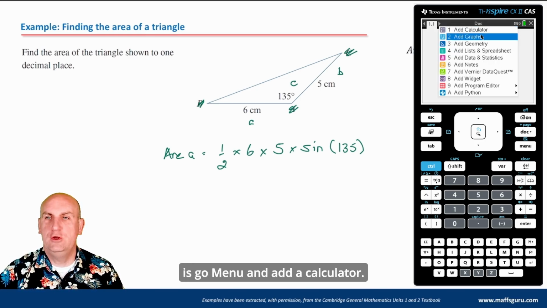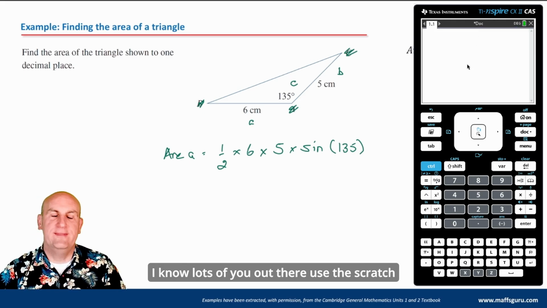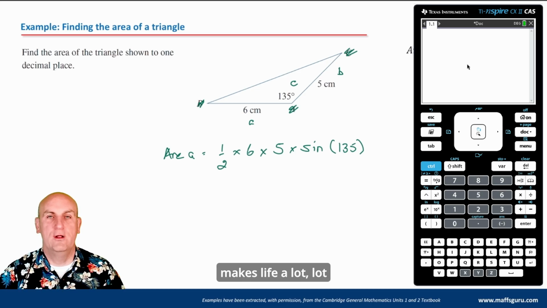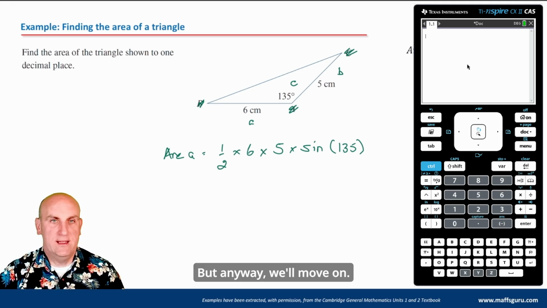So what I'm going to do here is go menu and add a calculator. I know lots of you out there use the Scratchpad. I hate the Scratchpad. You've got a calculator screen there. It makes life a lot easier to use that one. But anyway, we'll move on.